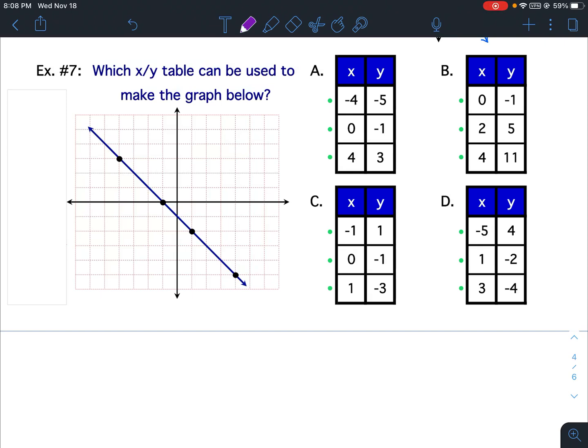The coordinate plane pre-6 lesson notes. Example number 7. Which XY table can be used to make the graph below?